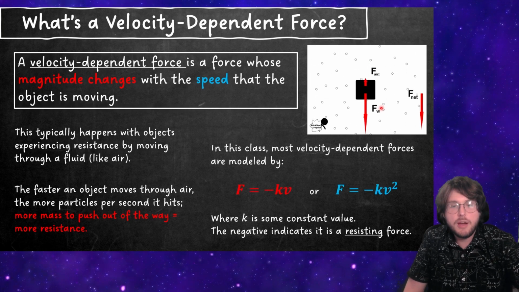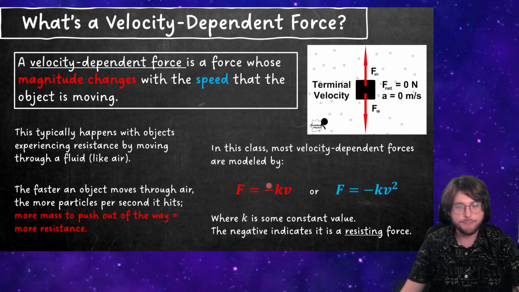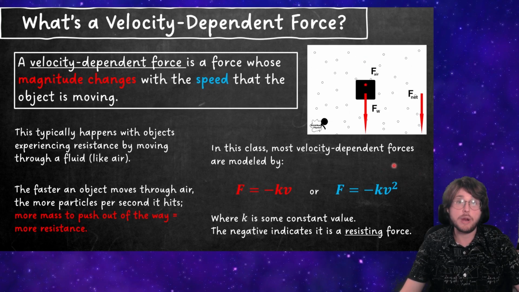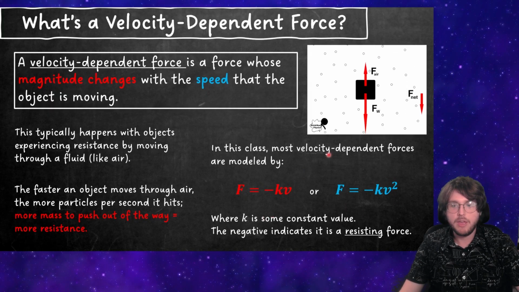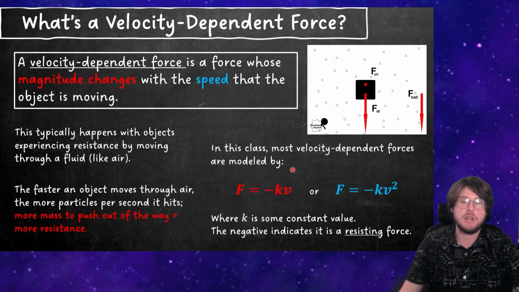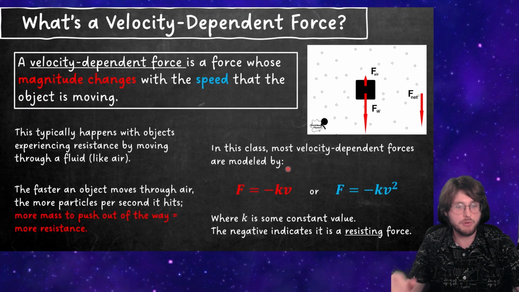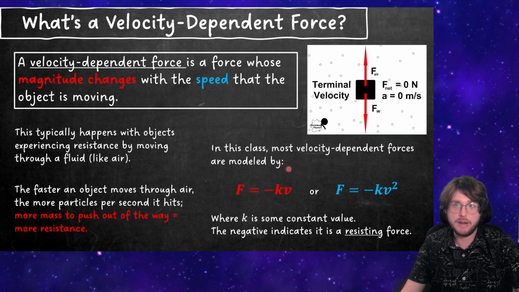So in this class, most velocity-dependent forces are going to be modeled by either F equals negative kv or F equals negative kv squared. And in both of these, k is just some constant value. And the negative sign on both of these indicates that it is a resisting force, meaning that when we plug it into our sum of forces, it's generally going to be going against whatever is accelerating the object.